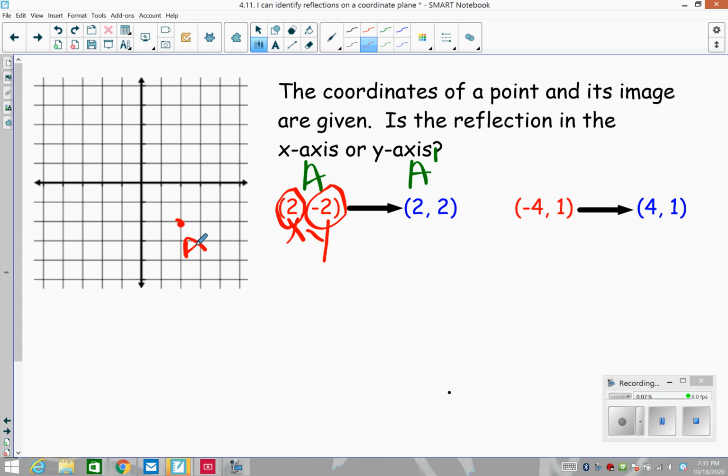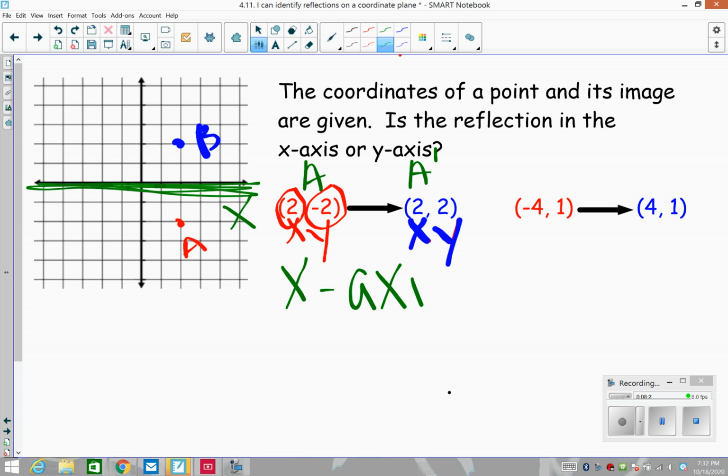And what we're going to do is we're going to reflect that in some direction. So let's go graph this coordinate here. Positive 2, positive 2. So right 2, up 2 is B. So there is a reflection that's happening. We have to decide what was the reflection. It looks like we reflected over this line right here, which we call the what? The x-axis. So this one appears to be a reflection over the x-axis.